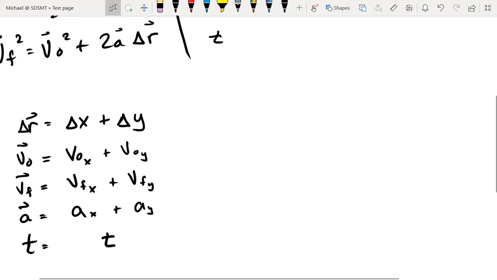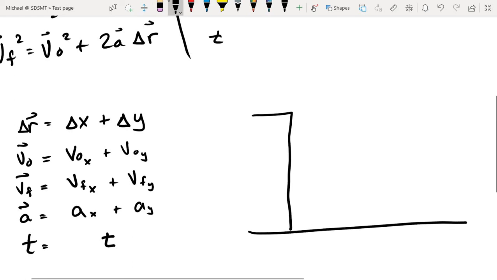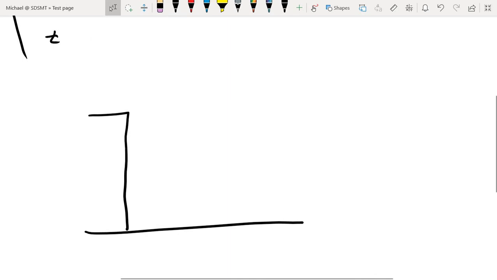So what I want to do now is just to help us understand better why we want to split all of these terms up into their vector components. Let's go back to the cliff. And we saw a couple of problems in Chapter 2 where we would drop a rock off of the edge of the cliff, use some kinematics, find out how long it takes to get to the ground, how fast it would be moving when it impacts the ground.